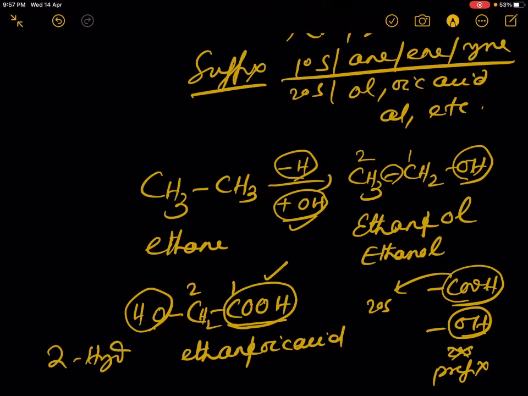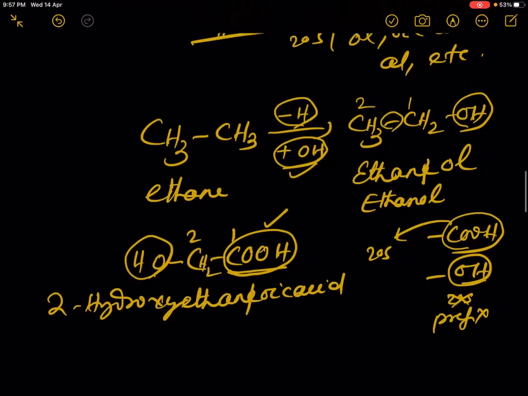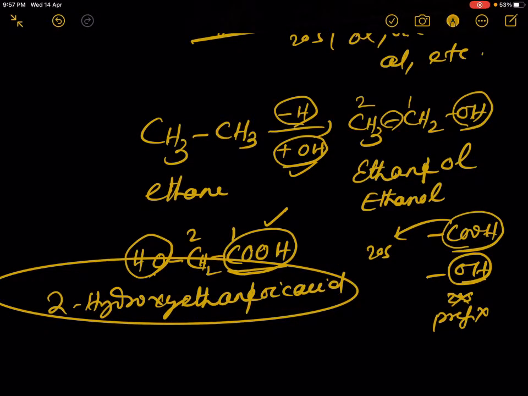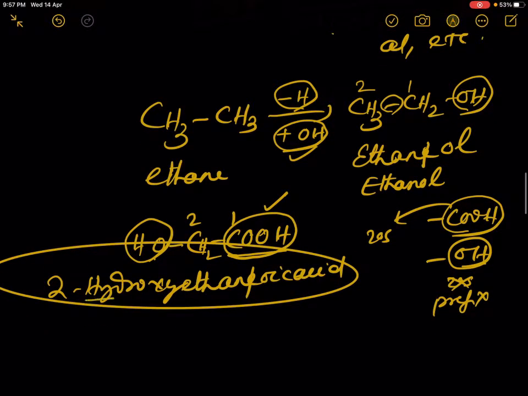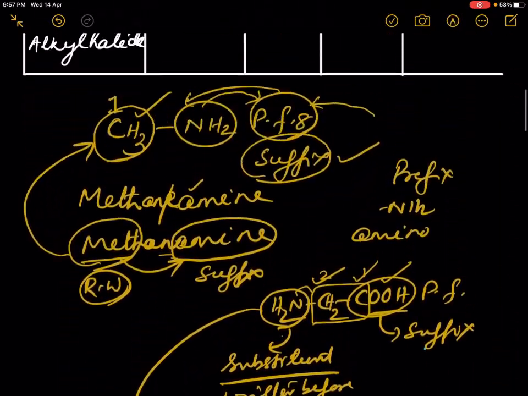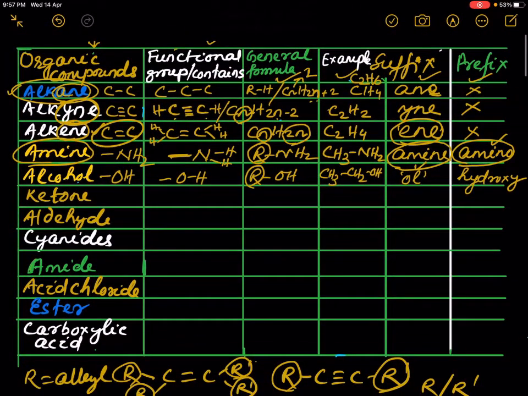this is 2-hydroxyethanoic acid. Here hydroxy is written as secondary prefix. Eth is the root word. Ane is the primary suffix. Oic acid is the secondary suffix. So you see, for this OH, the suffix is ol and prefix is hydroxy.